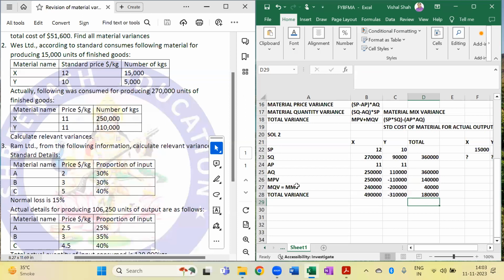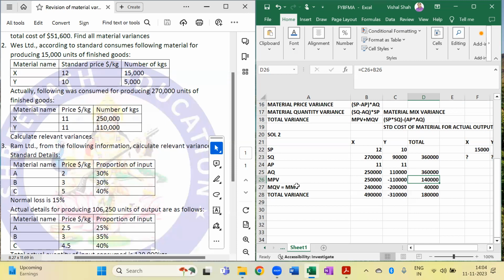And these are the variances. Because I use Excel, it is faster. MPV: 2,50,000 for X, favorable. 1,10,000 for Y, adverse. Hence, total MPV, the variance due to price, is 1,40,000 favorable. All are favorable variances. That means the company has had a profit on account of material variances.